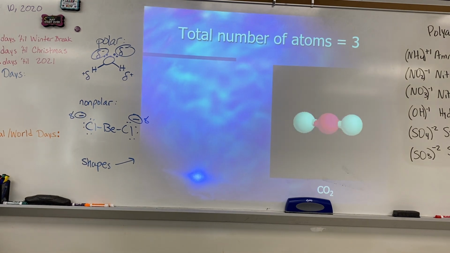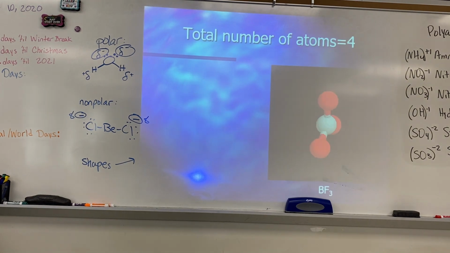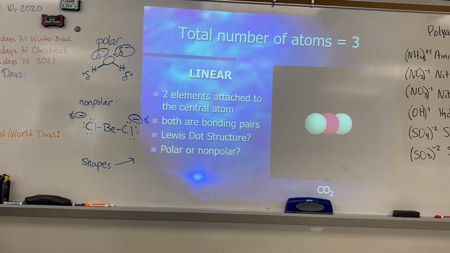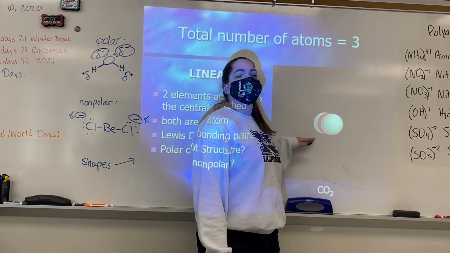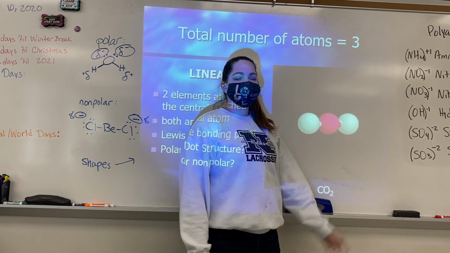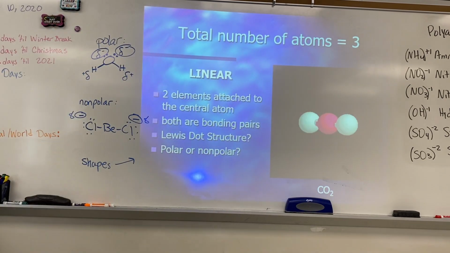All right, so your first shape is linear. Linear is in a line. So if your compound makes the shape in a line, that is a linear shape. The example for that is CO2.